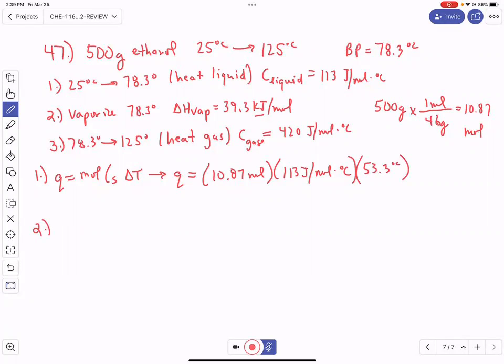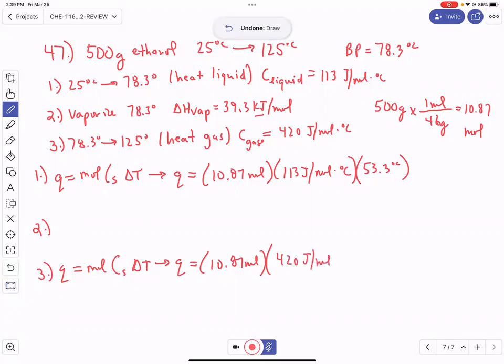The second one we'll skip for right now, and we'll go to the third one as well, because that's also going to be Q equals number of moles times the specific heat of the gas times temperature. So Q equals 10.87 moles. The specific heat of the gas is 420 joules per mole degrees Celsius. And our delta T of that last transition, we're going from 78 to 125. That delta T is 46.7.